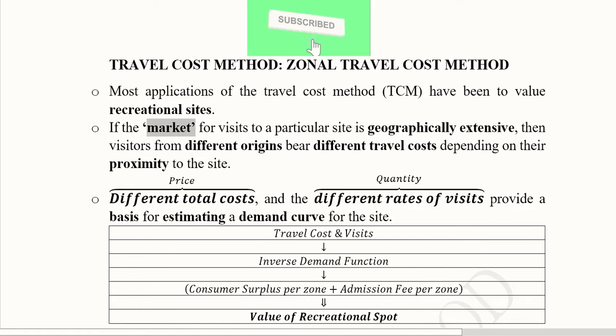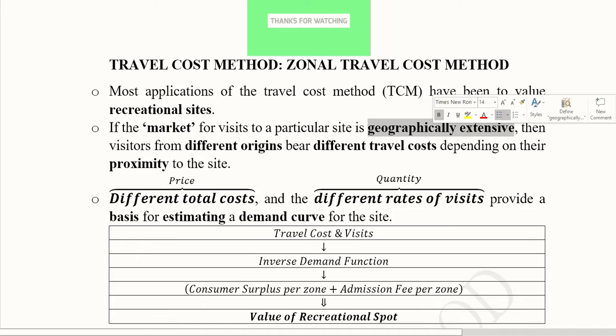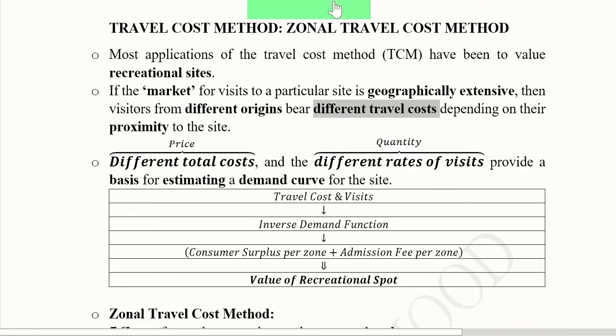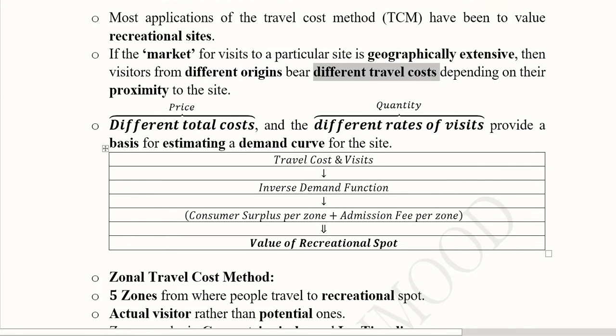Basically, we are considering a market where the visitors are geographically spread, and they are coming from different origins, and they have different travel costs, because as they are traveling from different levels of distance, the travel cost will be different. So let us see how this travel cost can be used to find out the value of a certain recreational place.